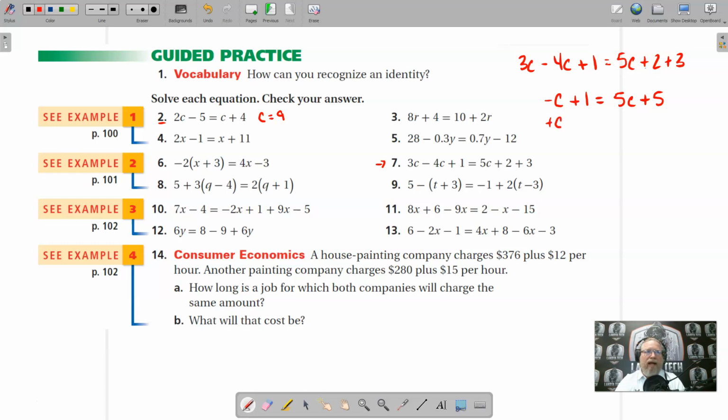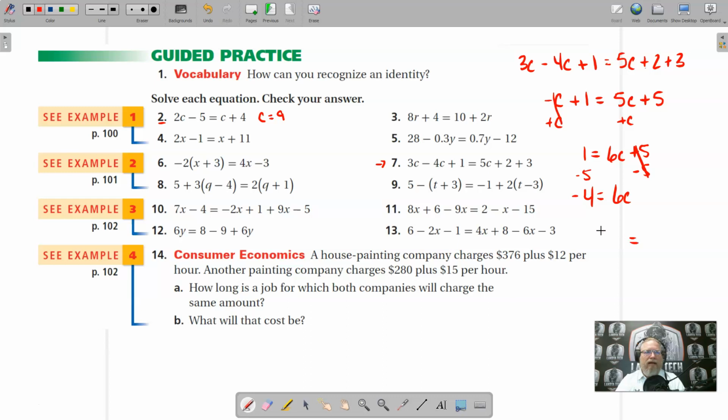So let's go ahead and add a c to each side, plus 1c. That's going to cancel those out, leave me with just 1 there. 5c plus 1c is going to be 6c plus 5. Now let's go ahead and subtract 5 from each side. Those will cancel, leave me with 6c. 1 minus 5 is negative 4. Was I done? Yeah, I'm not done yet. And then the next thing I need to do is divide each side by 6.